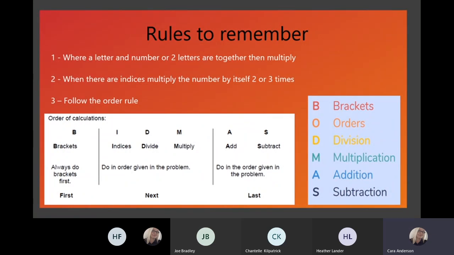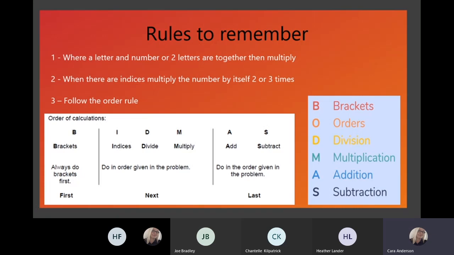So your B is for brackets. Anything in a bracket, you must do first. Ignore everything else. Whatever's inside that bracket, you must do first. Then after that, you're going to have to look at the indices. If there's any indices in there, that's the second part that you need to do. You need to work out what that index is to change that into a figure to be able to use it in your formula. If there's a divide, you do that next. And if there's a multiply, you do that after. That all comes before you then add or subtract.